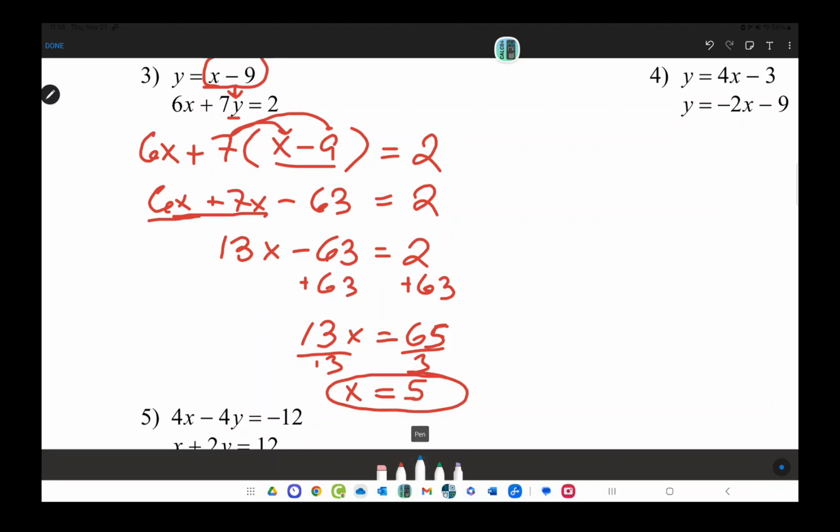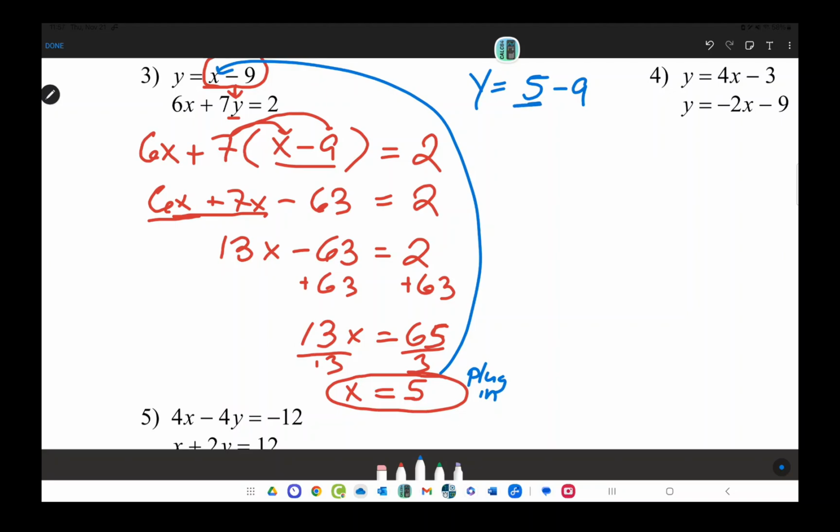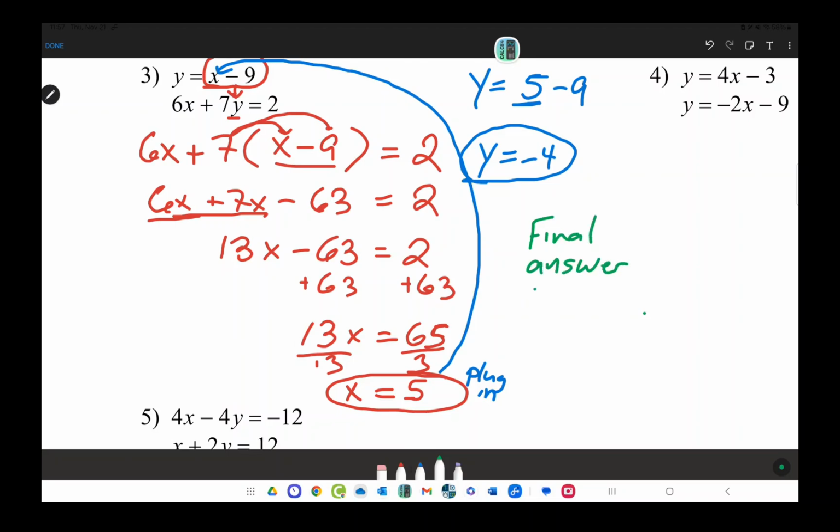Now, we are going to plug this in. And for substitution, we always plug into the equation we used for substitution. So y equals 5 minus 9. Here I plug x in. x was 5. y equals negative 4. Don't forget, the final answer is written as x, y, so 5, negative 4.